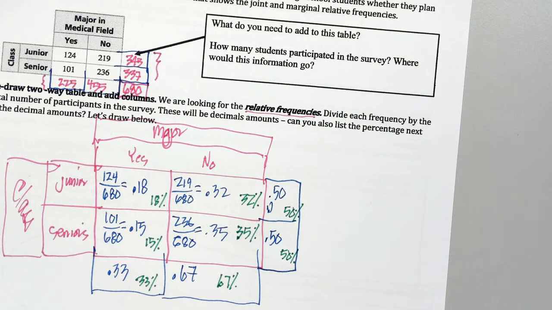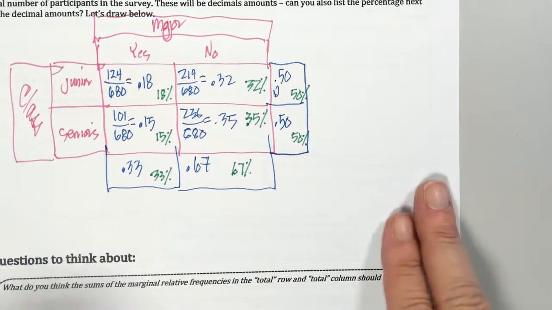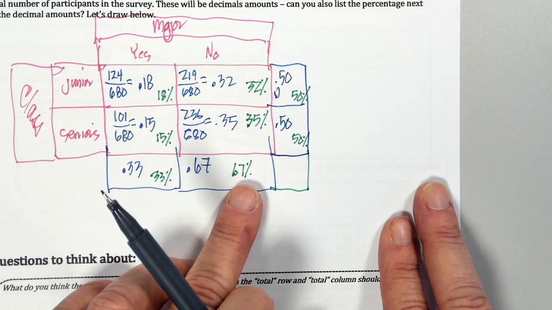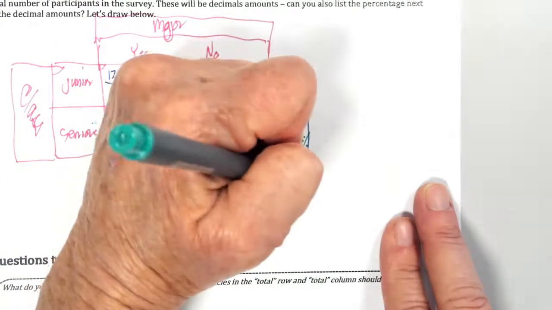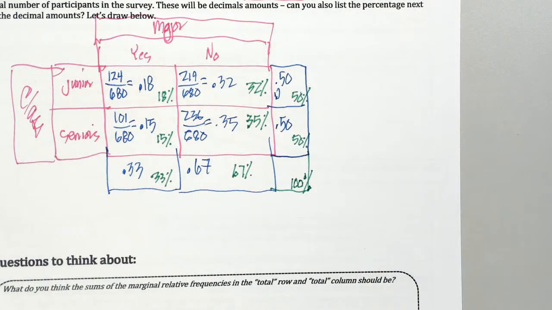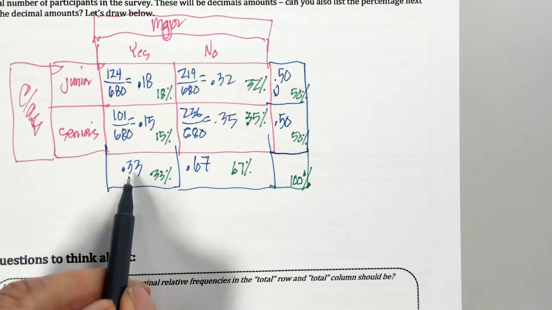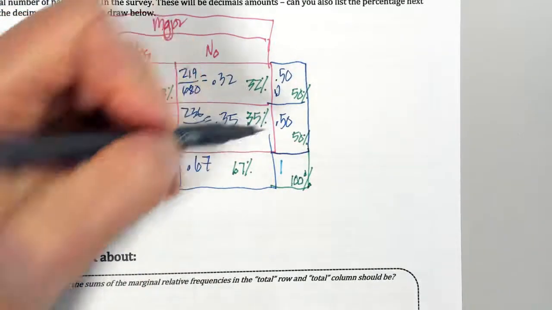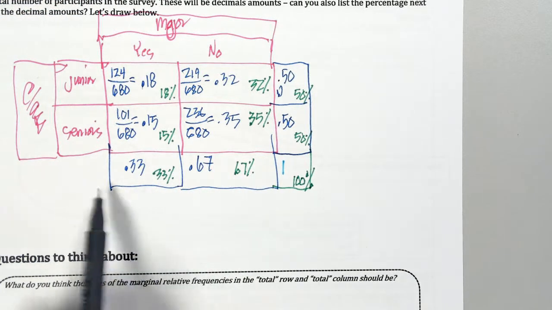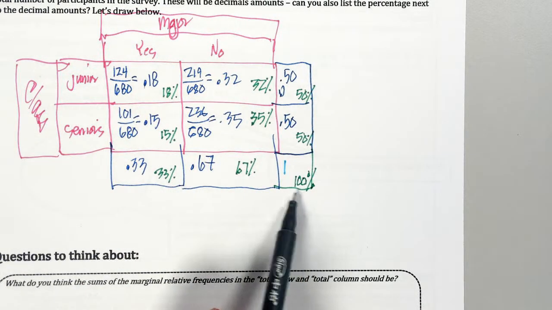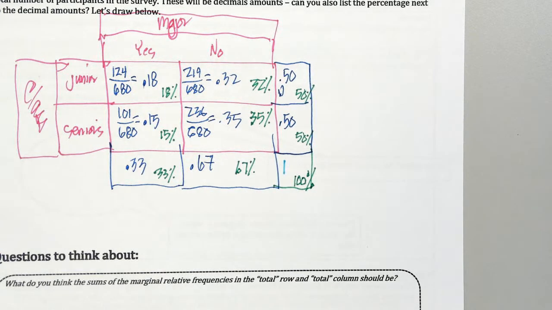So now I'm just going to add up everything down here. When I add up all the percents, 33 and 67, that's 100. 50 and 50, that's 100. So the percents always equal 100%. And what do you think the decimals are going to add to? If I add 0.33 and 0.67, that adds to 1. And if I add 0.5 and 0.5, that also adds to 1. So the beauty is that your percents always add to 100% and your decimals always add to 1.